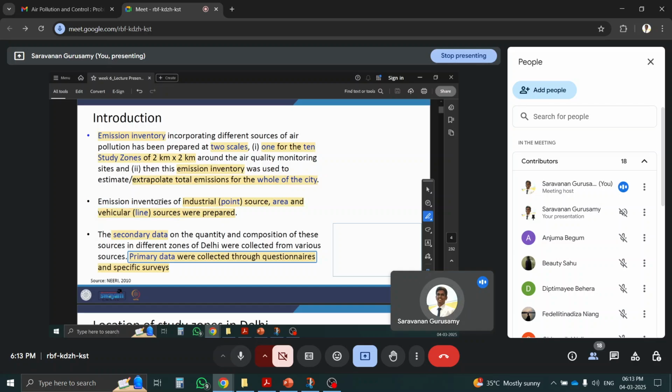Then later, for the emission inventories, they have considered three sources. One is industrial, then area, then line source, that is the vehicular source. So these three are the emission inventories they have chosen, and the primary and secondary data were collected. Primary data was collected from questionnaires, and the secondary data was collected from different government agencies and private agencies.